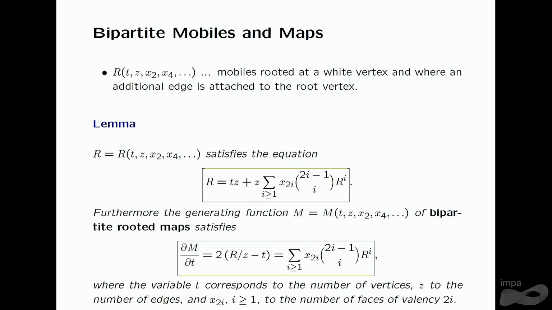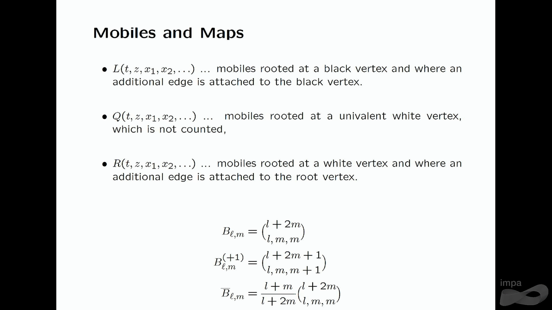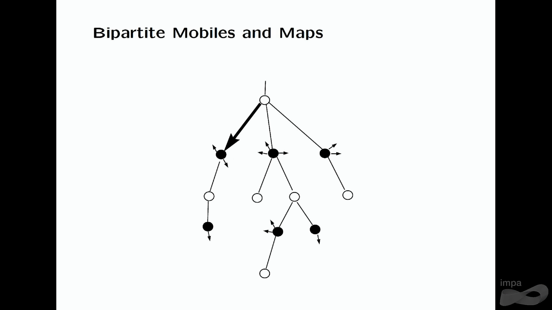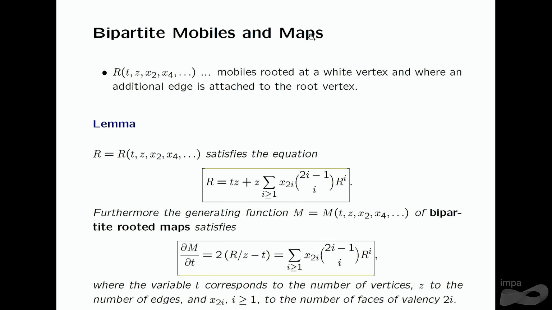And the point is that these mobiles are easy to count because they are trees. Maybe I'll go to this page. So trees clearly have a recursive structure. Here is the root, and then you have a black vertex, and then there is again a white vertex, and everything that is here is again a mobile, and so on. And this recursive relation just rephrases into a functional equation.